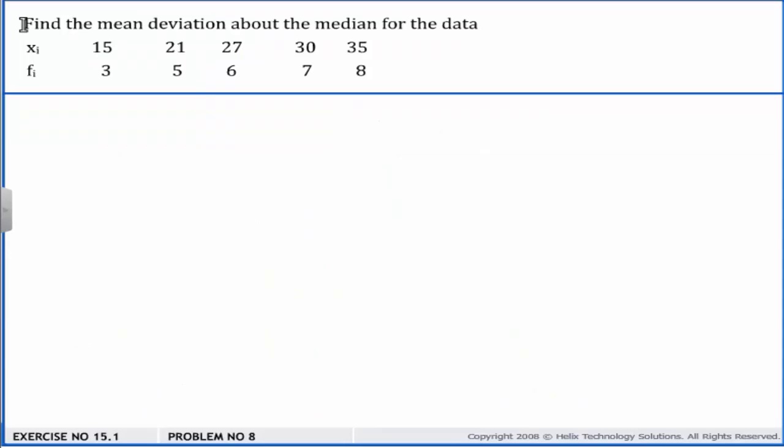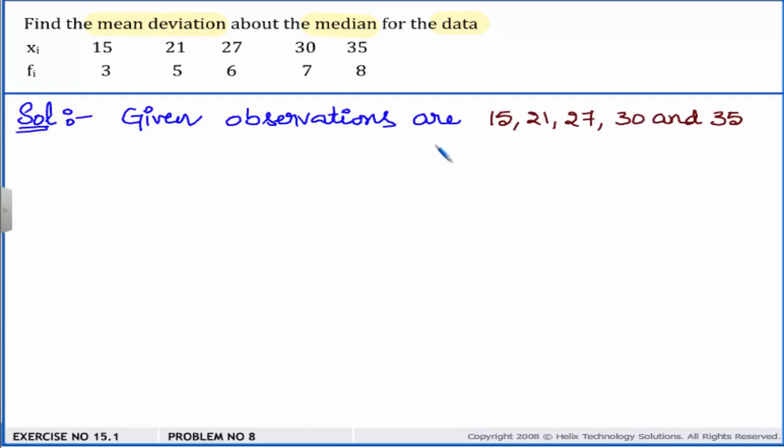In this problem, you need to find out the mean deviation about the median for the following data. Let's see the solution of this problem. Given observations are 15, 21, 27, 30 and 35, which are already in ascending order.